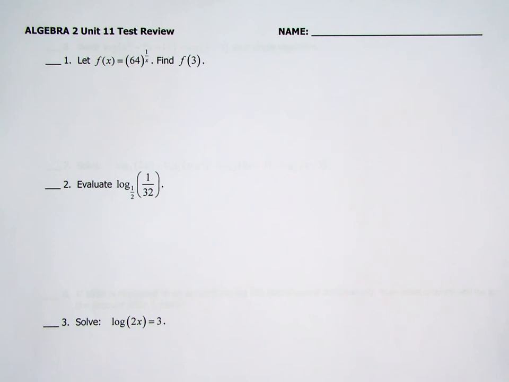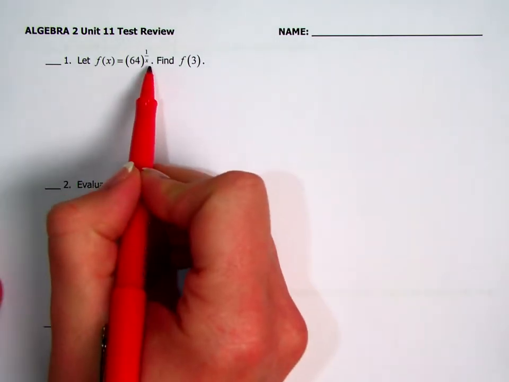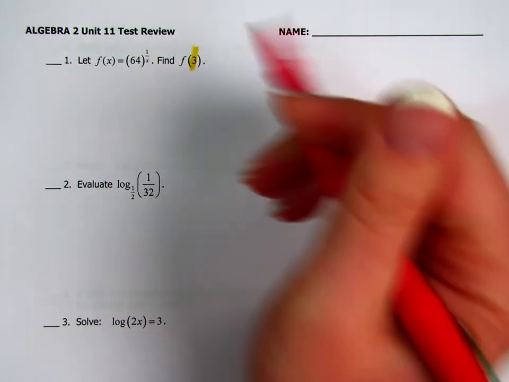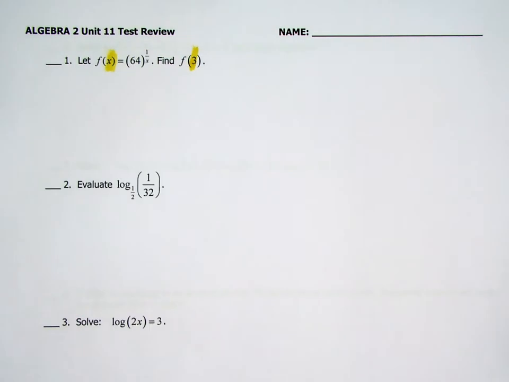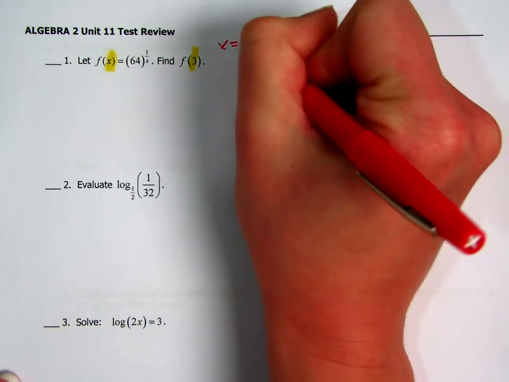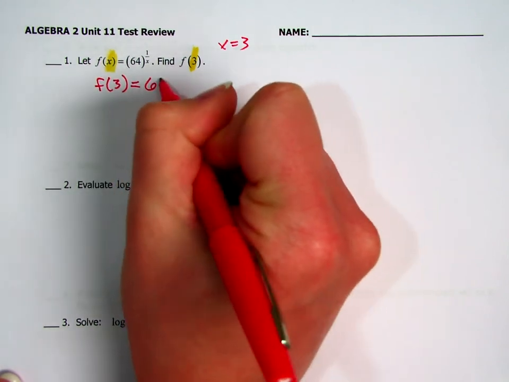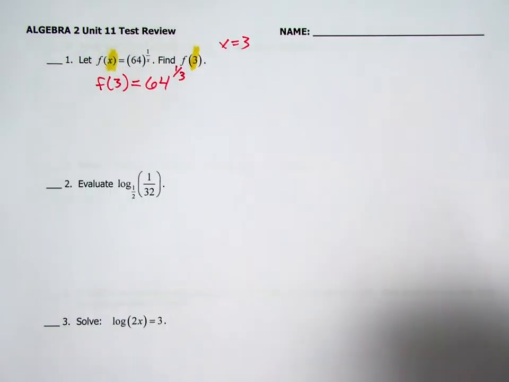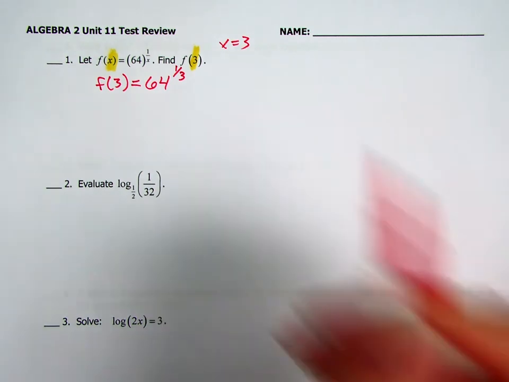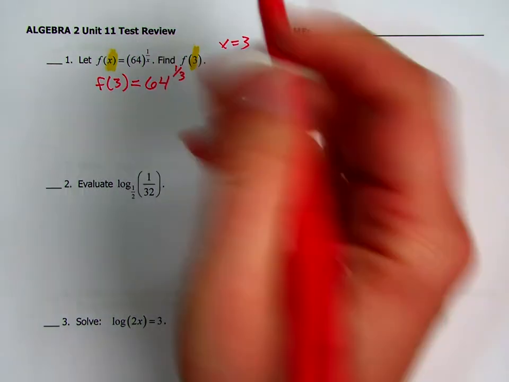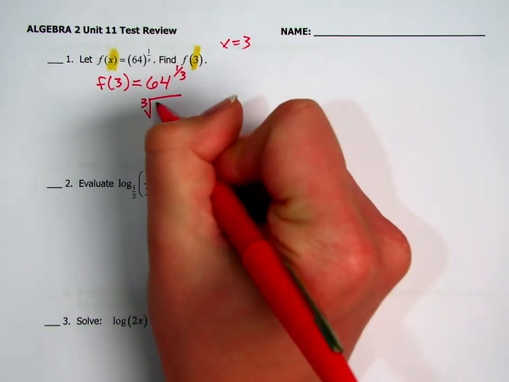All right, so let's look at problem number 1. Let f of x equals 64 to the 1 over x and find f of 3. So since this 3 is in the parentheses, just like the x was in parentheses here, that tells me that we're thinking, what is the value when x equals 3? So f of 3 replaces the x here, equals 64 to the 1/3 power. Well, when I look at this, the first thing I think is I could just turn this into a root, right? So this would be the 3rd root of 64.